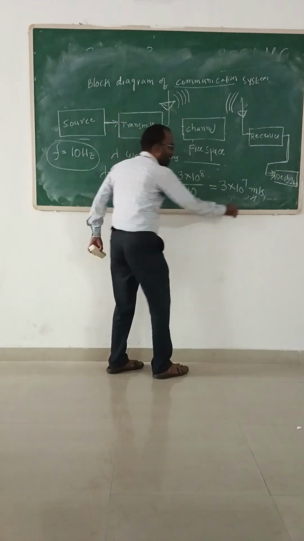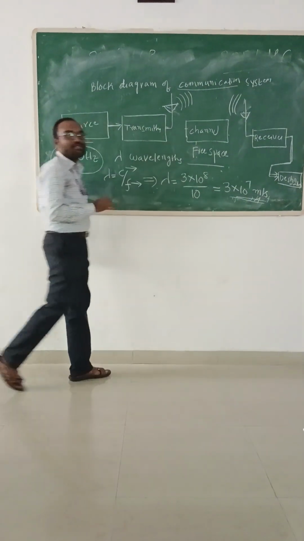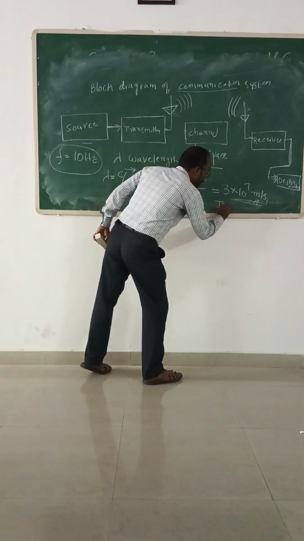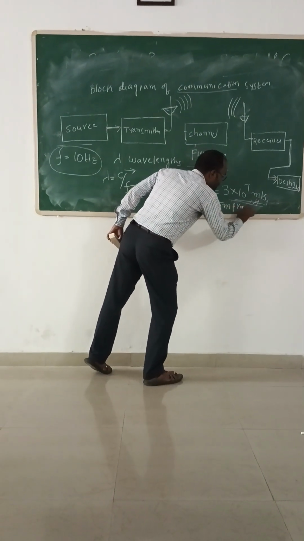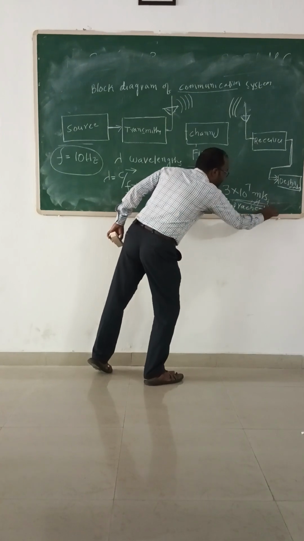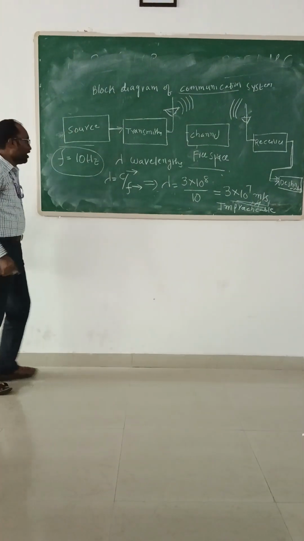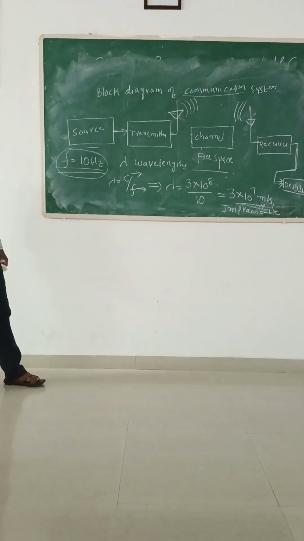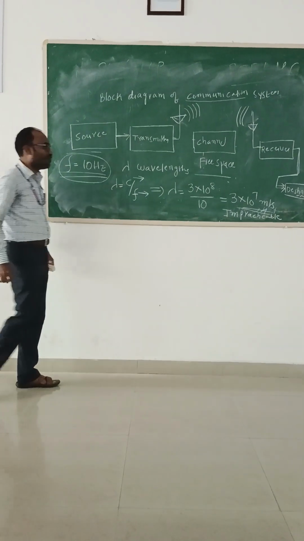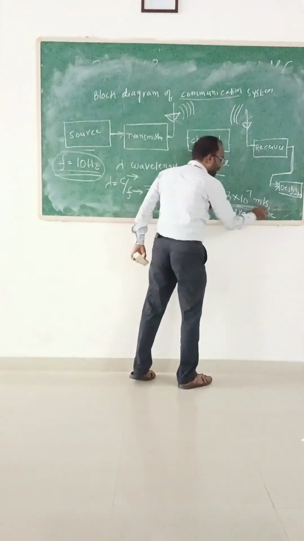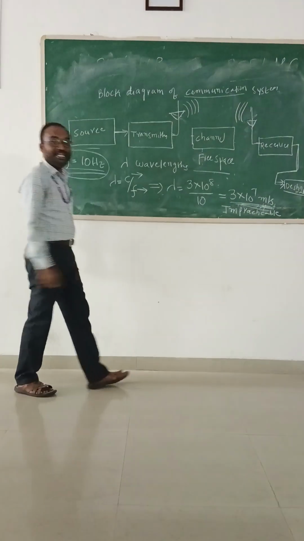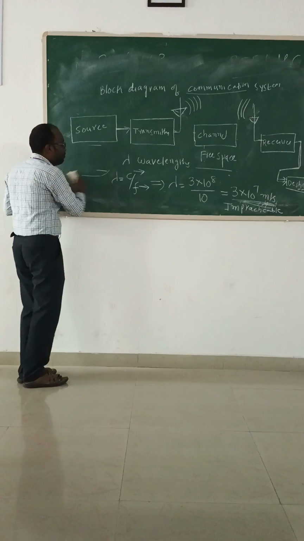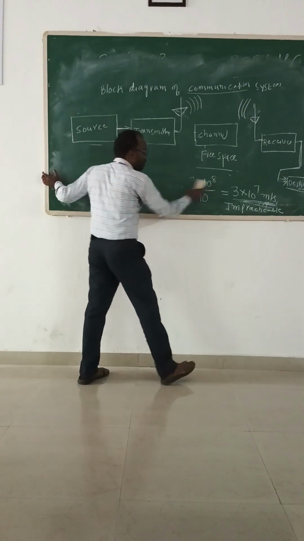So an antenna height of 3 into 10 power 7 meters is impracticable. We cannot construct an antenna of this length. So in order to transmit an information signal having a frequency of 10 hertz, we would have to construct an antenna of 3 into 10 power 7 meters, which is an impracticable height.